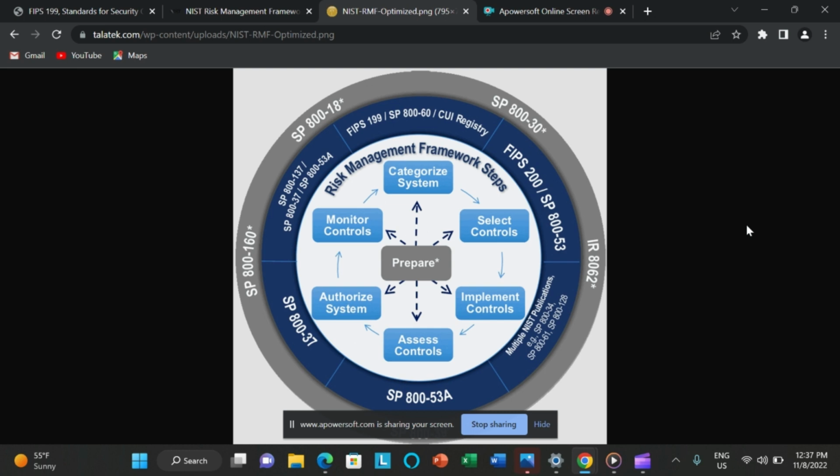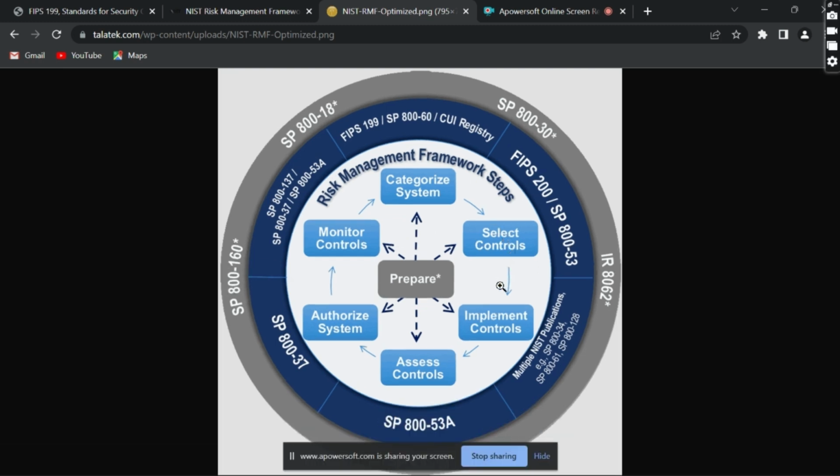In today's video, we will take a look at the overview of the Risk Management Framework. The question is, what is the Risk Management Framework? In 2014, the Department of Defense introduced the Risk Management Framework to help federal agencies better manage the many risks associated with operating an information system that needed to be protected.